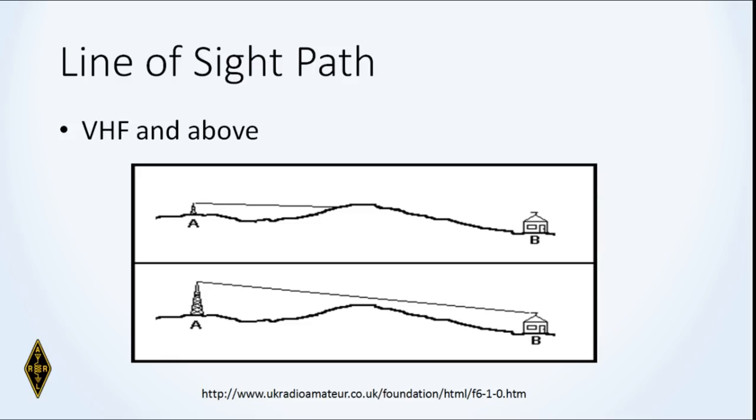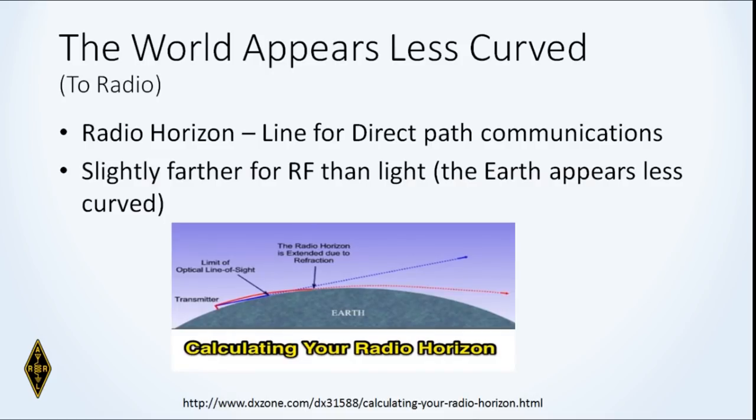So VHF, we say the VHF bands start with 6 meters, so 50 megahertz and above, although 6 meters has some interesting characteristics that kind of move it also into the shortwave or high frequency bands. But generally VHF and above are line of sight. So if you have a mountain in between you and your desired target, you're going to have an issue. However, if you've got a tall tower, well, that changes the equation. And so that's why a lot of hams like very tall towers at their ham shacks.